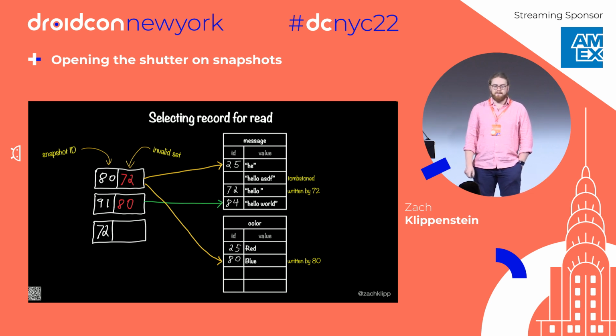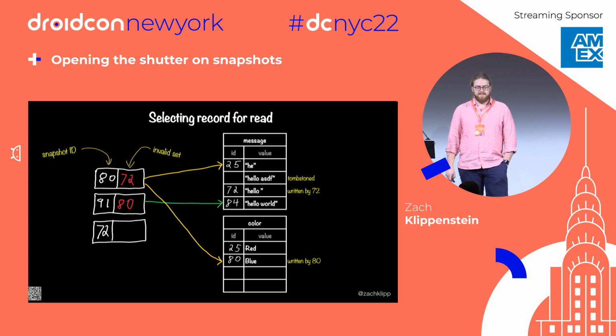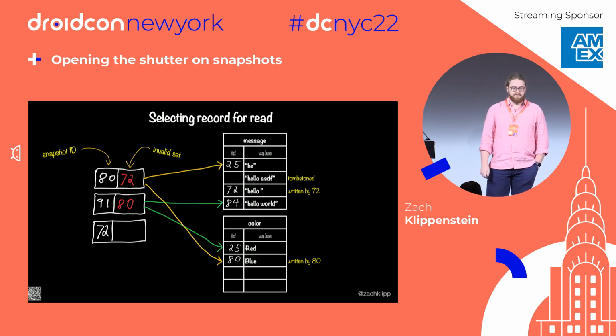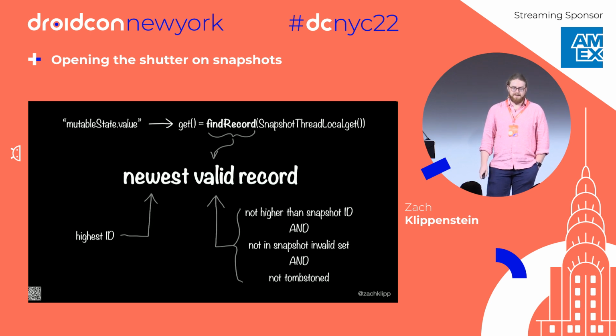If we look at snapshot 91, it's going to read message, it's going to find 84 because it's less than 91. And if we look at color, it's going to see 25 because it would find 80, but it's in the invalid set. Lastly, snapshot 72, it's going to see hello in message. And a cool thing is that because the IDs match directly, you know that snapshot 72 here actually wrote that value into that record. If it looks at color, it's going to also see red.